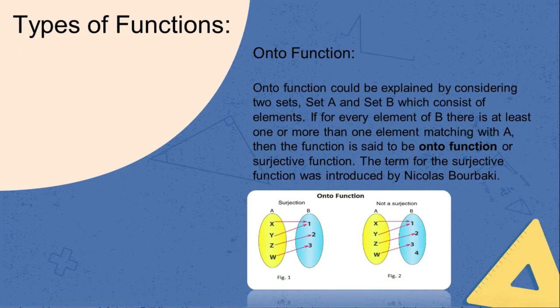Onto function. Onto function could be explained by considering two sets, set A and set B, which consist of elements. If for every element of B there is at least one or more than one element matching with A, then the function is said to be onto function or surjective function. The term for the surjective function was introduced by Nicolas Bourbaki.